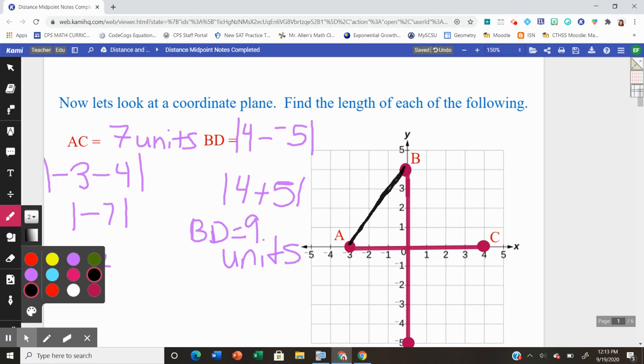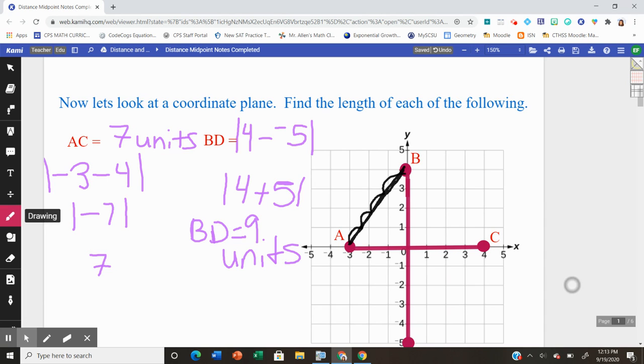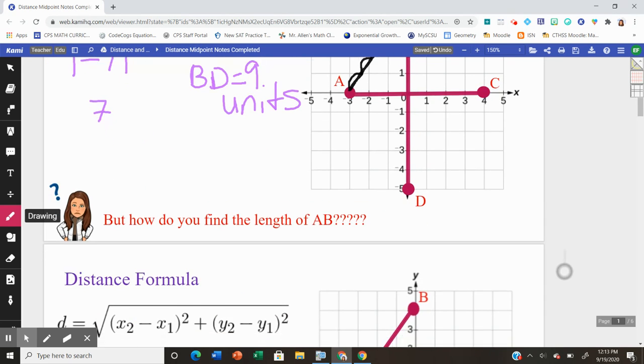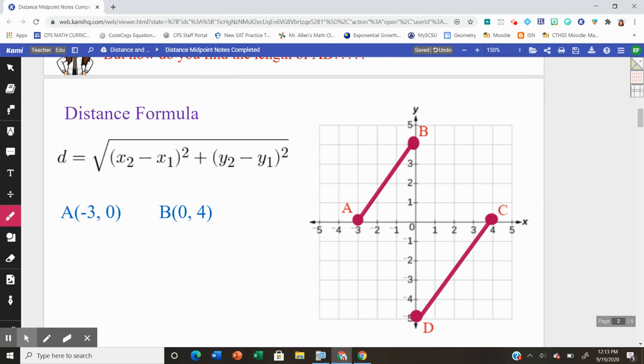It doesn't make sense to try to do a bunny hop because you're not really going a full length. Like this would just be a very rough approximate. So we need to come up with some sort of a formula so that we can figure out how you would get the length of that segment. So that's when our distance formula comes in. And it's generally the same concept as the absolute value of the difference. It just looks slightly different.